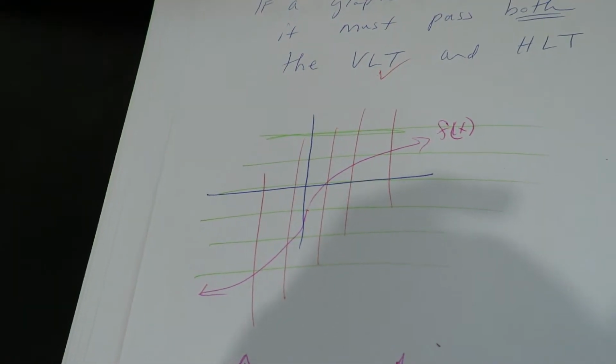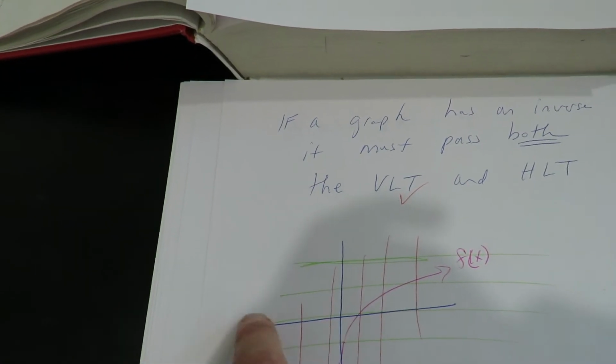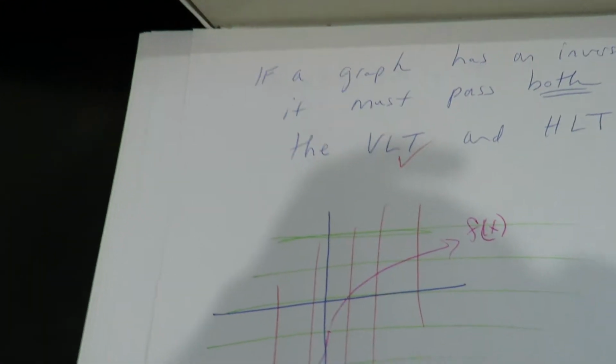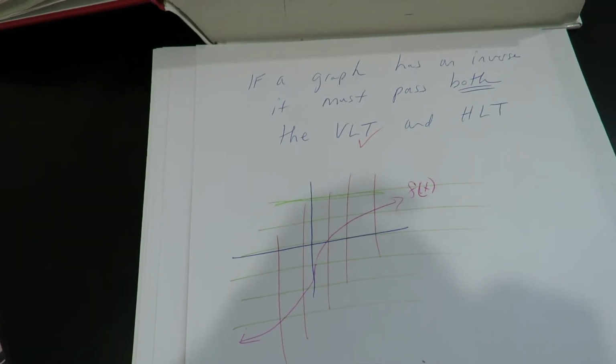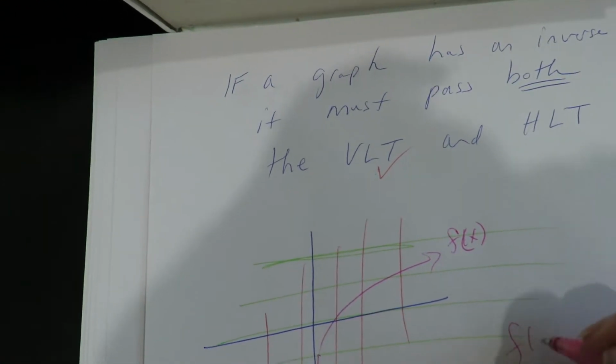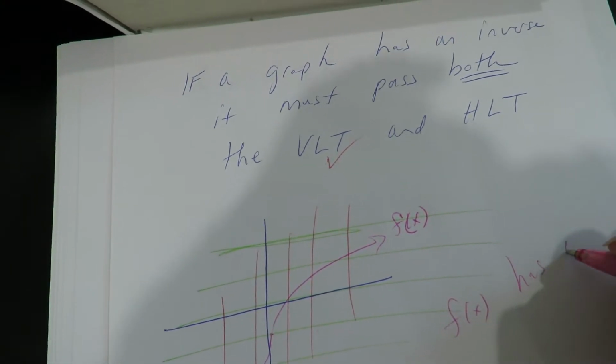And does it pass the horizontal line test? Horizontal line test means it can only touch the graph once. Would you say it passes that? Yes, it does. So it passes both, which means that f of x has an inverse.